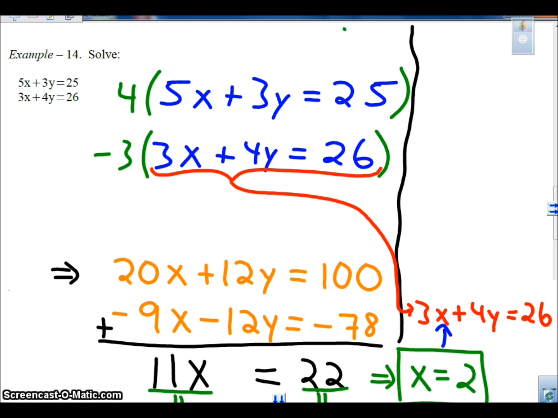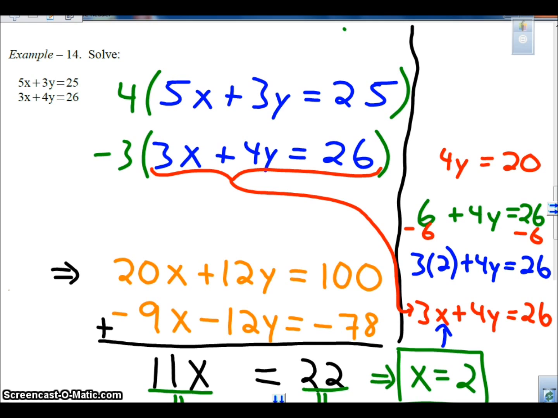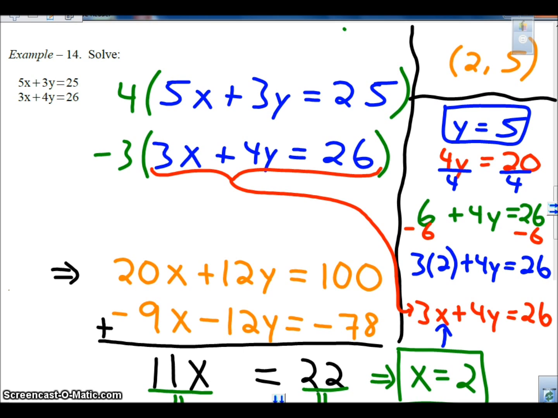So I'm going to plug 2 in for x into that bottom equation before I multiplied it through by negative 3. And so by plugging in 2 there, we'll get 3 times 2 plus 4y equals 26. Right? 3 times 2 is 6. You subtract the 6 to the other side. 26 minus 6 will be 20. And so we end up with 4y equals 20. Divide by 4 on both sides, you get y is equal to 5. Putting those two values together as an ordered pair, we end up with the solution 2 comma 5. That is the solution to this system of equations.